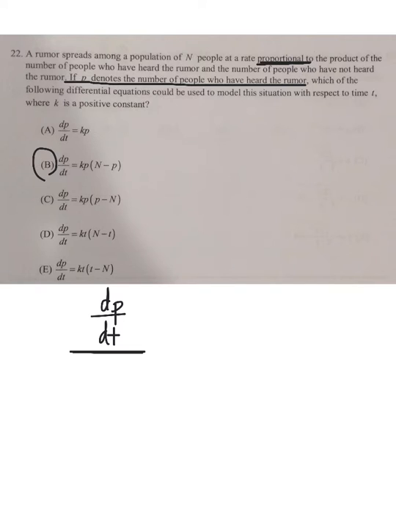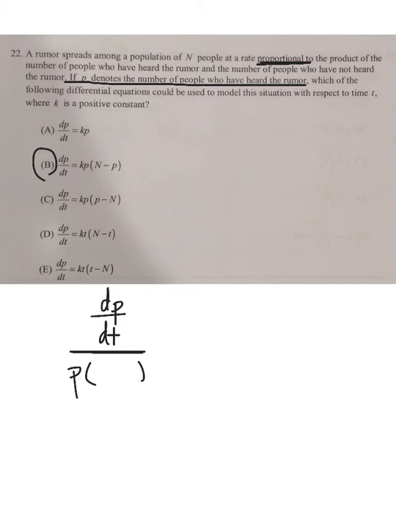So a rumor spreads among a population at a rate, that's your dP/dt. I see proportional to, fraction. Now let's see what's going to go in the denominator, because the denominator says product of, so we know that we're going to have two things multiplied together. Product of the number of people who heard the rumor, so that's P, and the number of people who didn't hear the rumor. So we know there's going to be a P down there, and then something else, right?